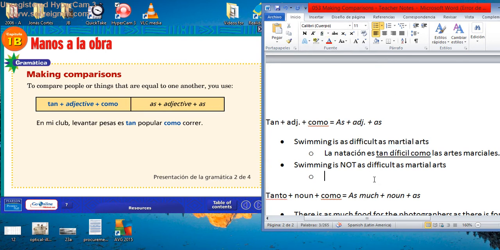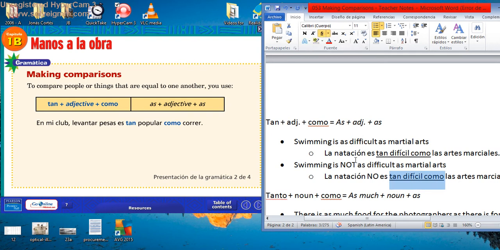If we want to make it in the negative, it is not as difficult. And then we would just add in that, right? So I would say la natación, and then we just add in the no. No es tan difícil como las artes marciales. I think I noticed a typo up here. Did anybody notice that? Difícil. The accent goes over the second I. Difícil. Otherwise it would sound like difícil. All right, so there it is. So we would just add in the it is not as difficult as. All right? So we would add that in before.